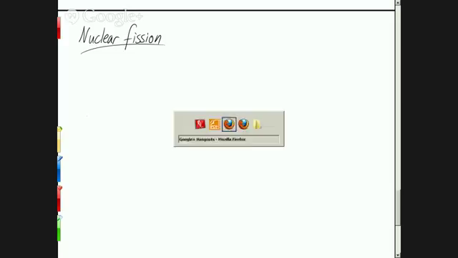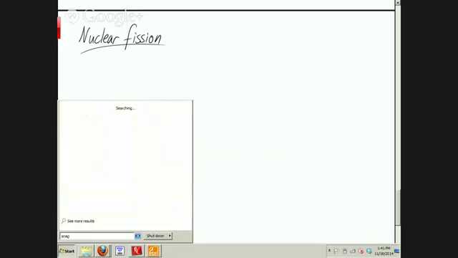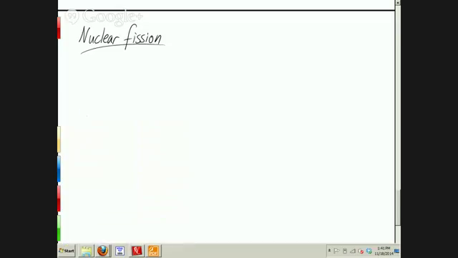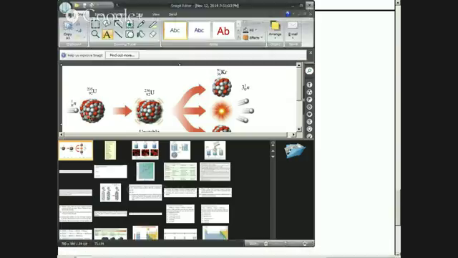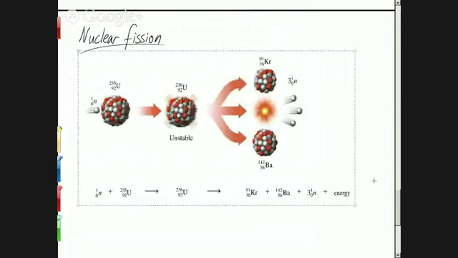Last thing we're going to talk about is nuclear fission. This is the reaction that happens in a nuclear power plant or an atomic bomb, splitting the atom. It's another way of looking at this. So rather than write the reaction down, I'm just going to show you a picture of it from the book.